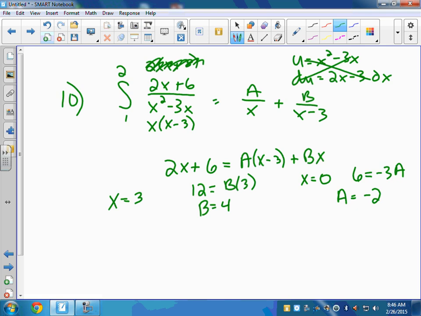Here's what's really important. Make sure you put b with your original b, right? So if b is 4, 4 has to go above my x minus 3, and negative 2 has to go above my x. If you switch it, then things are not going to be the same anymore. So now I have the integral from 1 to 2 of negative 2 over x plus 4 over x minus 3.